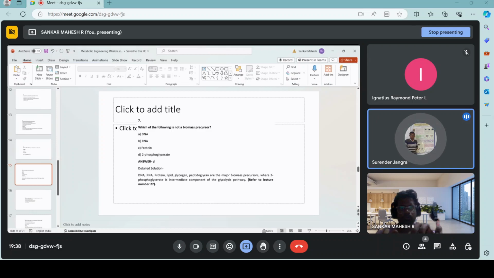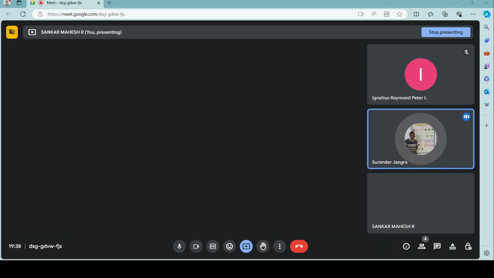Because enzymes are responsible for making the products, protein products contribute to the biomass. Right. And enzymes are proteins. Proteins are encoded by the DNA with the help of the mRNA. Right. So all three are responsible for biomass. And 2-phosphoglycerate is not the starting material for anything.